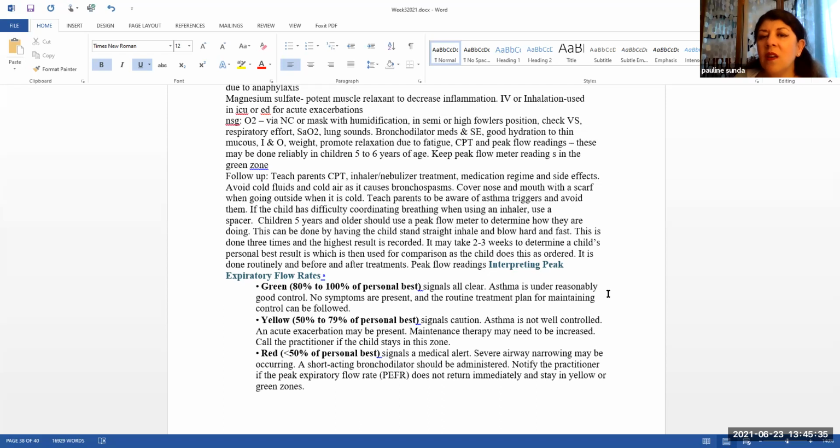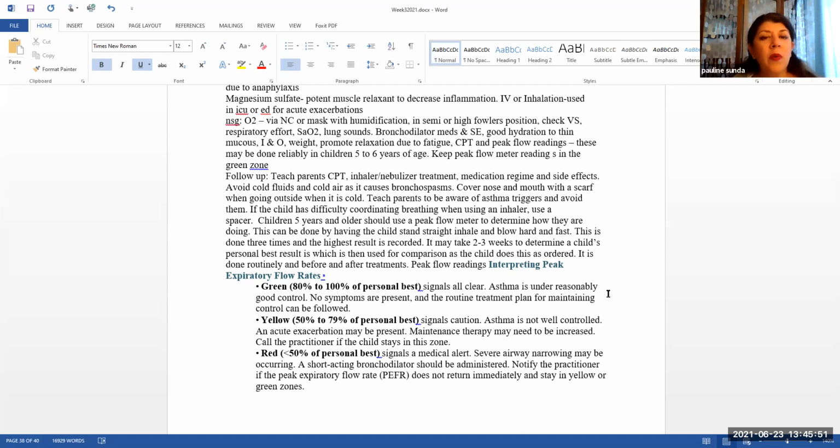Know that chest physiotherapy and peak flow readings can be done fairly reliably in children 5 to 6 years of age. You want to keep the peak flow meter readings in the green zone, and we'll talk about the green zone in just a moment.